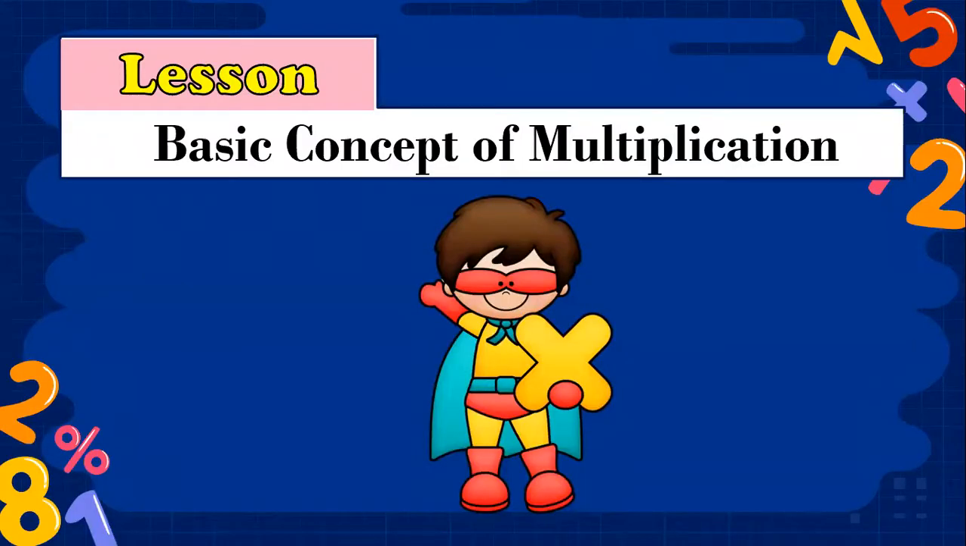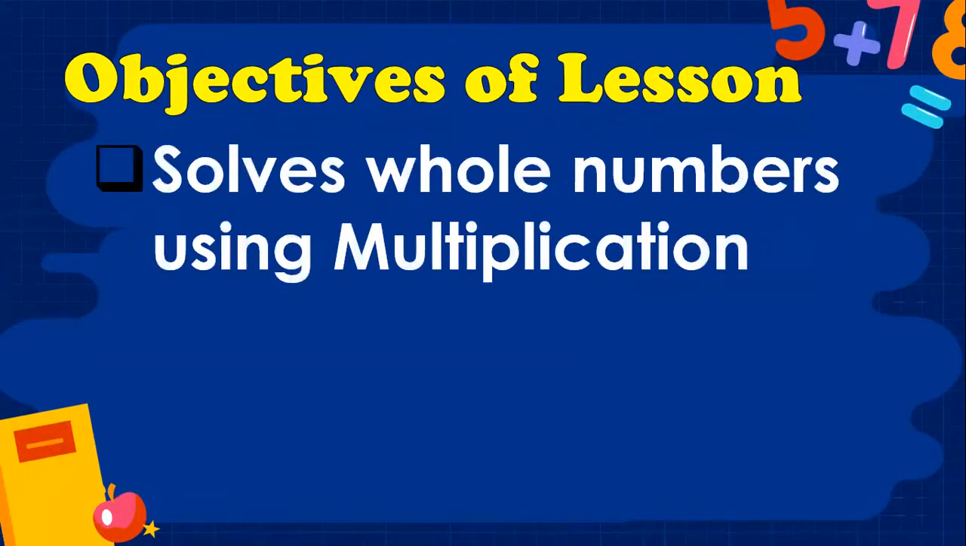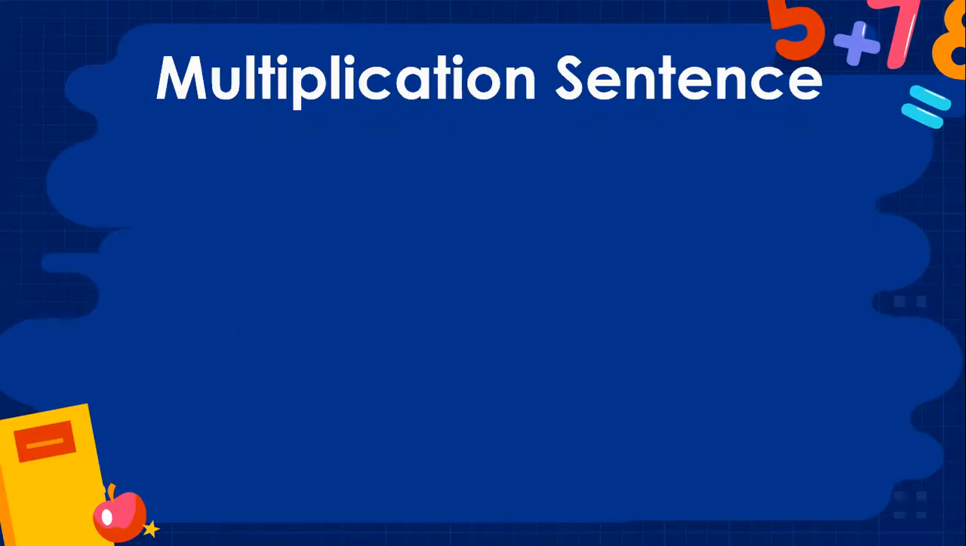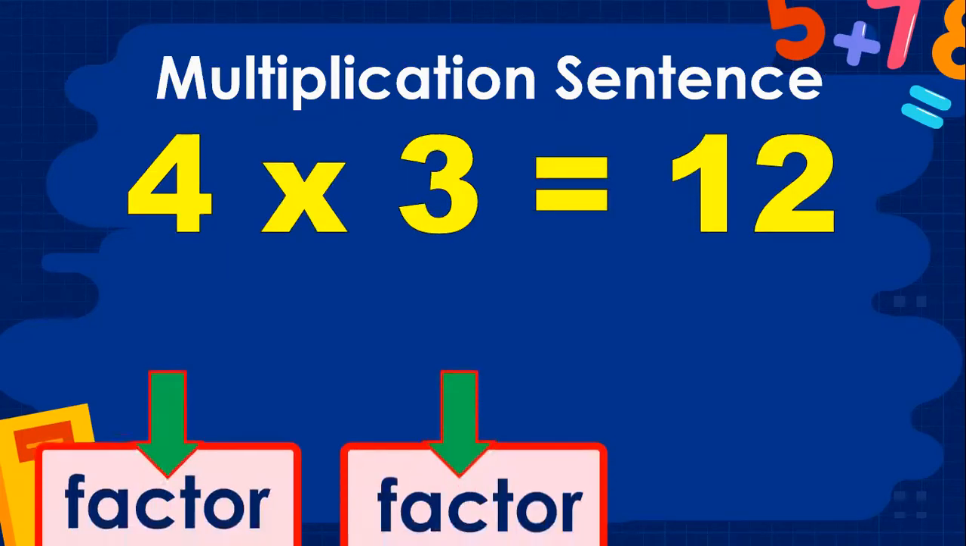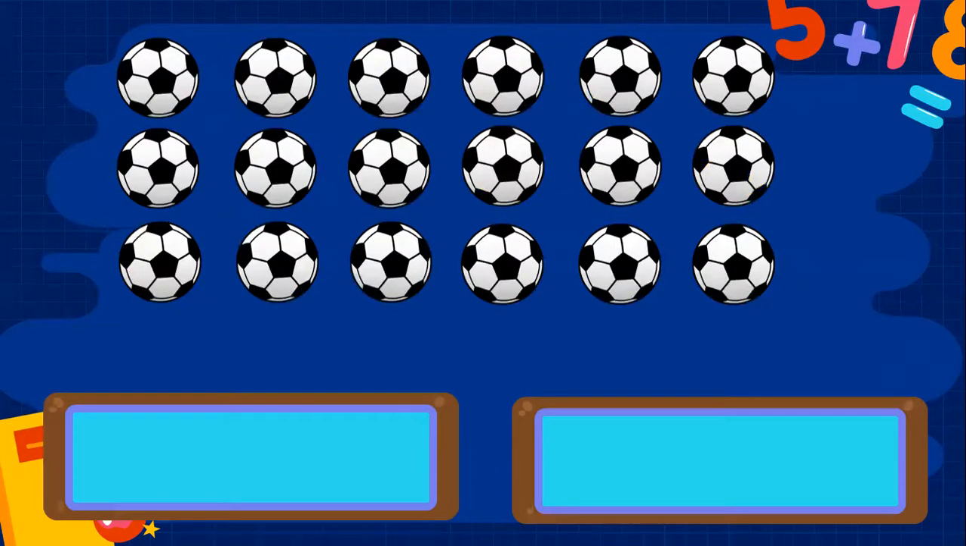Today, our lesson is all about the basic concept of multiplication. The objectives of the lesson: solve whole numbers using multiplication, and discuss the properties of multiplication. Multiplication sentence. We have 4 times 3 is equal to 12. 4 and 3 are called factors, and 12 is the product. Product is the answer in multiplication.